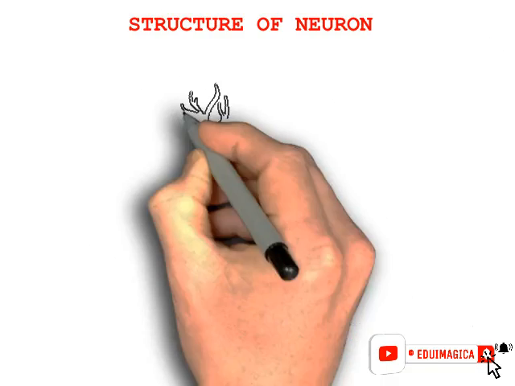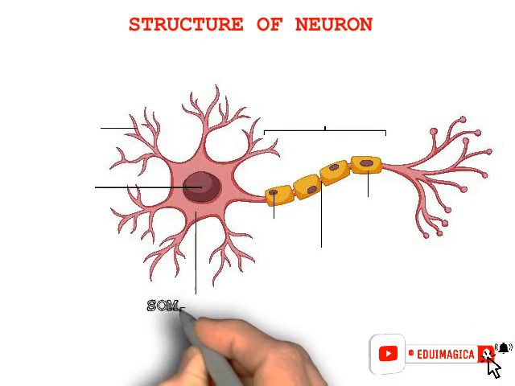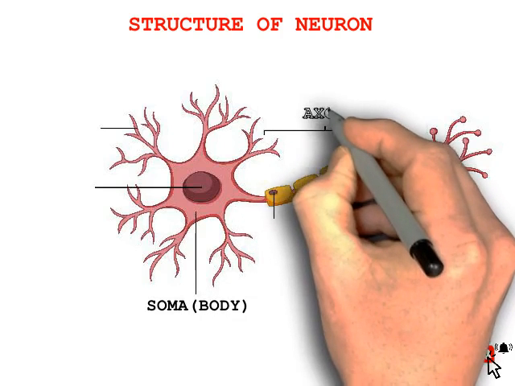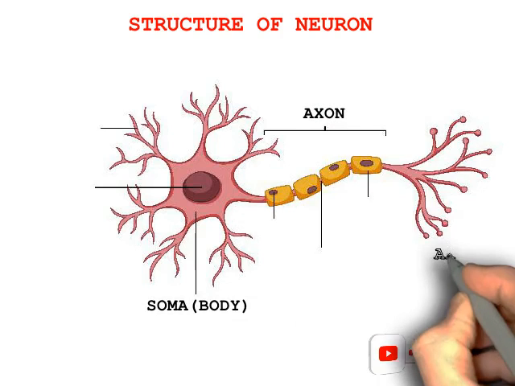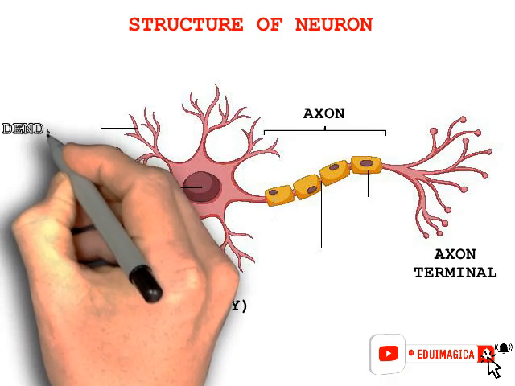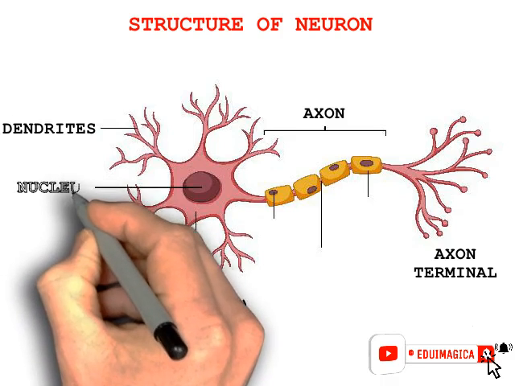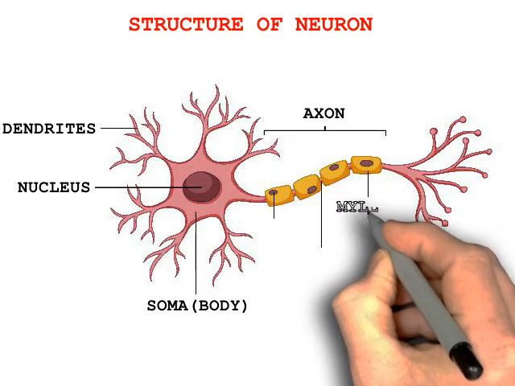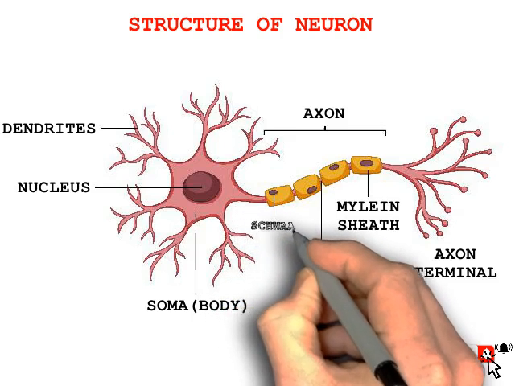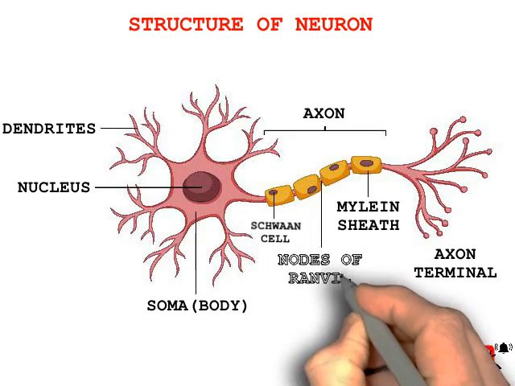As we all know, the neuron is divided into three parts. We have the axon, we have the soma or the body, and we have the axon terminals. The axon terminal is also known as the telodendria. The body consists of the dendrites, the numerous finger-like projections, and the nucleus, whereas the axon consists of the myelin sheath, which is formed by the Schwann cells in the peripheral nervous system and oligodendrocytes in the central nervous system, and in between them we have the nodes of Ranvier.